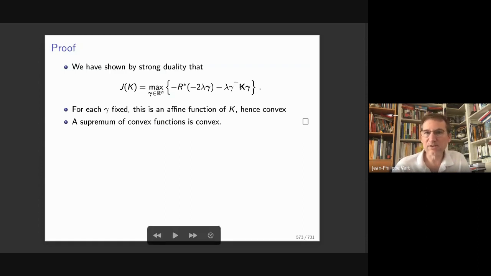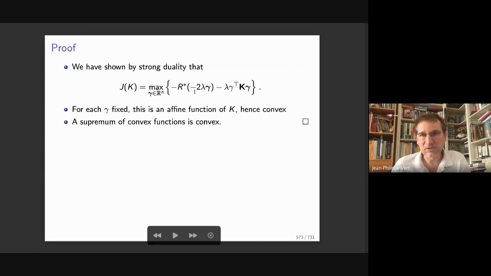If there is no max here, if you just take a fixed gamma, we see that the second term is a linear function in K. So the total is an affine function, a constant plus a linear function. And there is a standard result that tells you that when you have an affine function, it is flat and therefore it's convex.